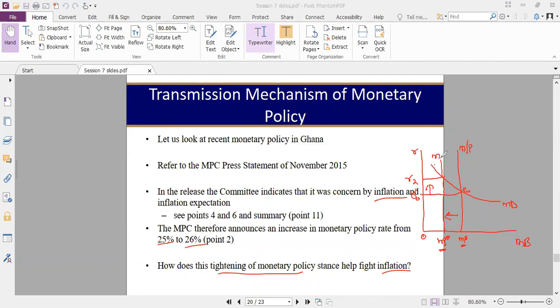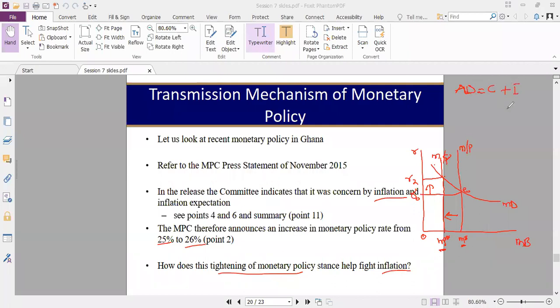Yes, sir. That's basically the whole idea. So how does this affect or fight inflation? This can only fight inflation. And I try doing this: AD is equal to C plus what?